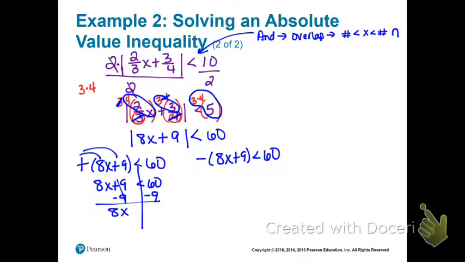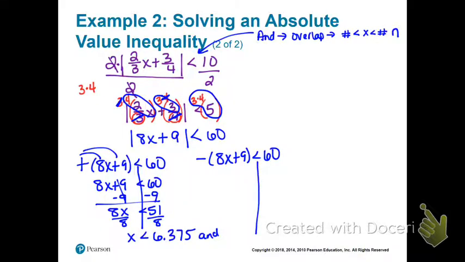So my 8x is less than 51, and then divide by the 8. And so we get x is less than, I think it's 6.375. Let me check though. 51 divided by 8. Yeah.